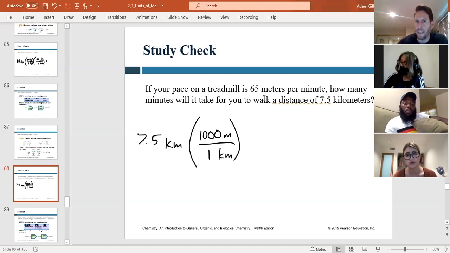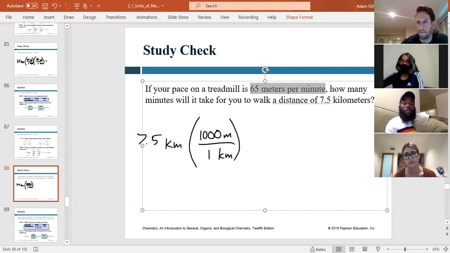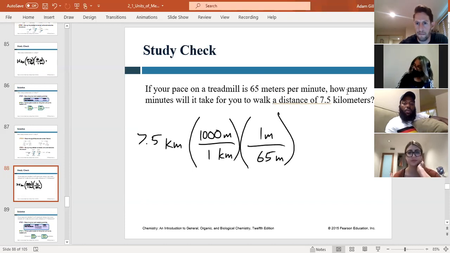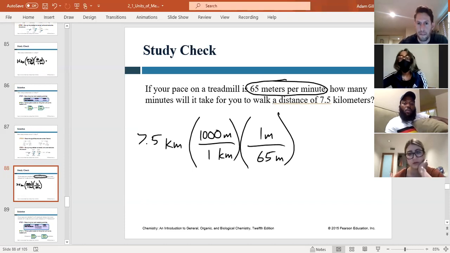And then we want to get to minutes. And our ratio is 65 meters per minute. So for every 1 minute, you go 65 meters, because that's what was given here. So kilometers will cancel kilometers, minutes will cancel minutes. Oh, sorry, meters will cancel meters, excuse me.